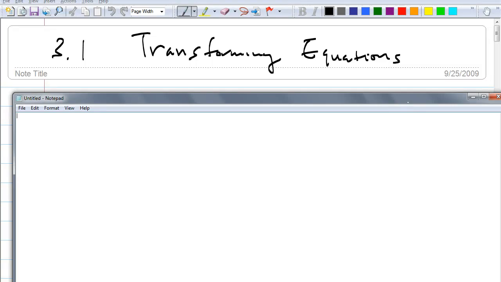So transforming equations. Does anybody know how? What do you think we mean by transforming equation? First of all, yeah. Changing them, right? So why would you want to change an equation? By the way, why not leave it alone? Why would you want to even change the equation? You know what I mean? Why would you even need to change or transform equations? What's the whole purpose of this? Anybody?